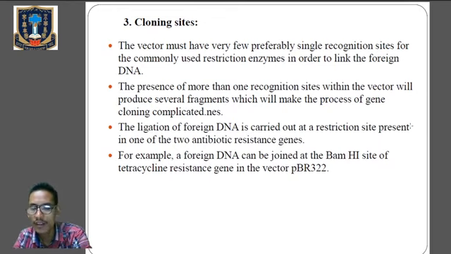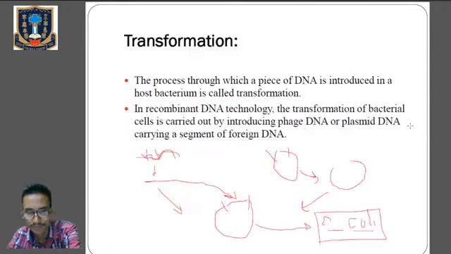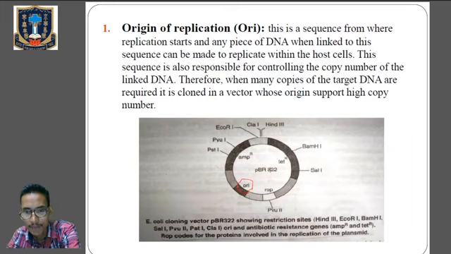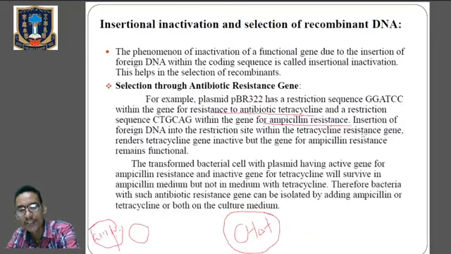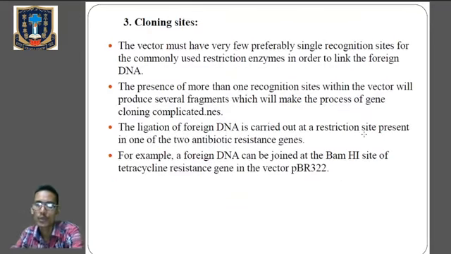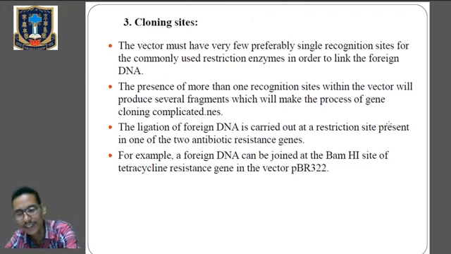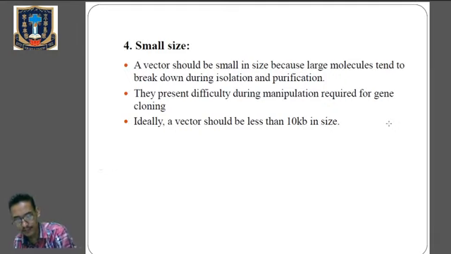For example, a foreign DNA can be joined at the BamHI site of the tetracycline resistance gene in the vector pBR322. Let's see. You can see over here TETR, the tetracycline resistance gene, and you can see the BamHI. So at this site we can usually link the foreign DNA in the vector pBR322. So ligation of foreign DNA can be done at the BamHI site of the tetracycline resistance gene. Clear? Now the next feature of a cloning vector is a small size.